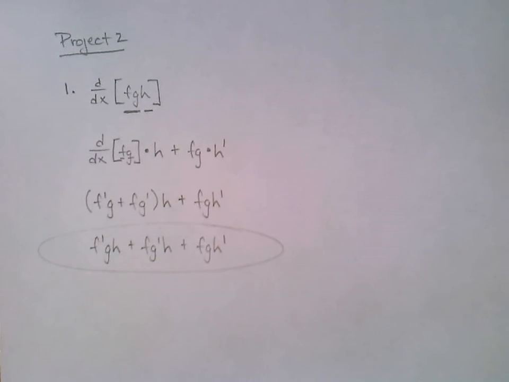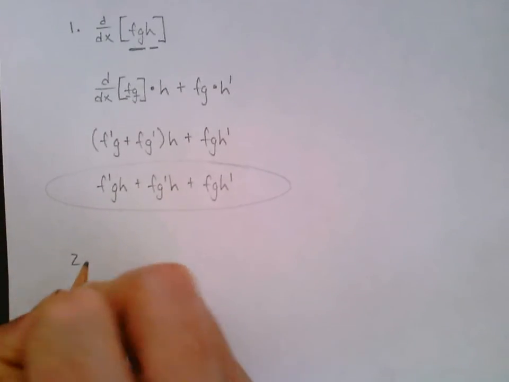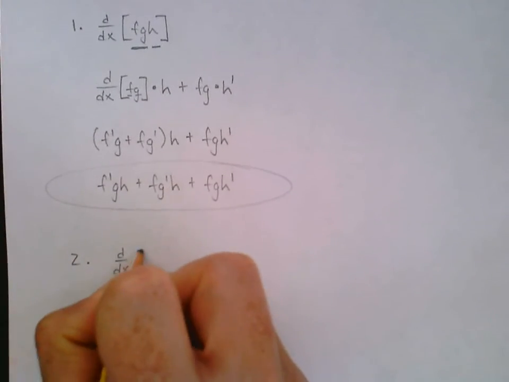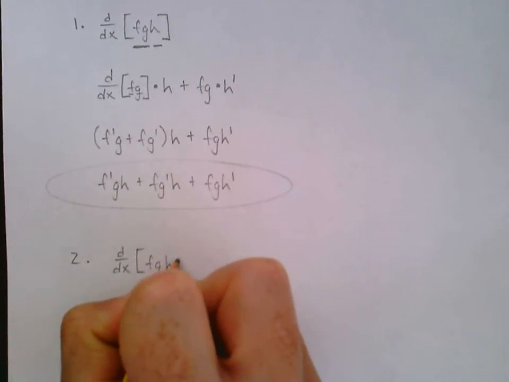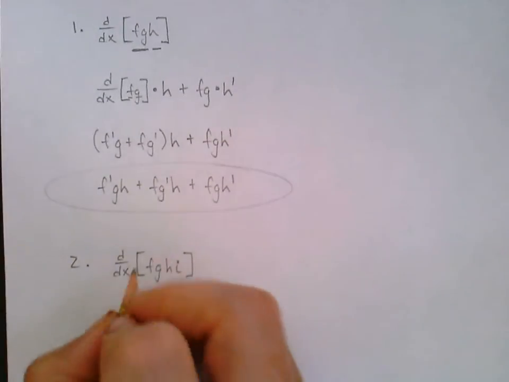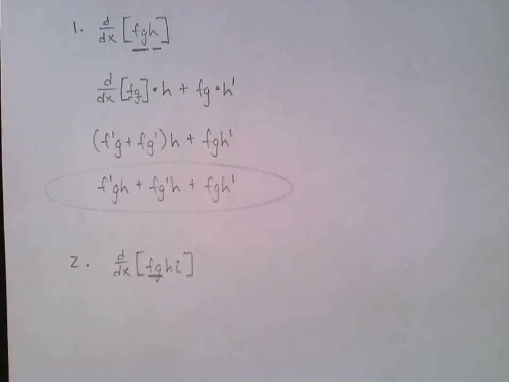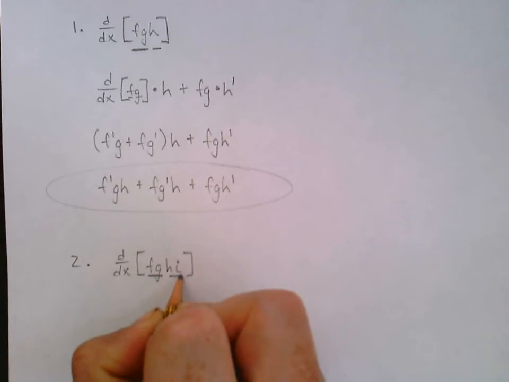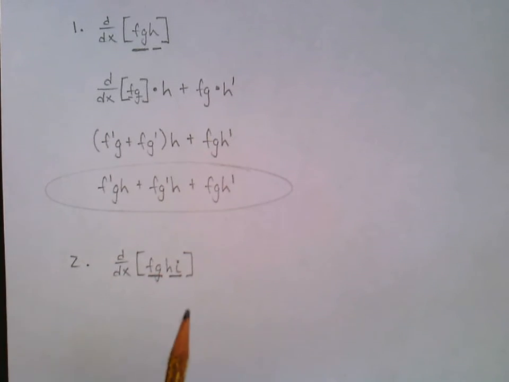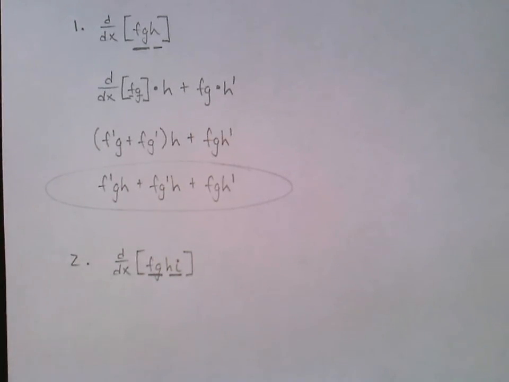Okay, so in number 2, you're looking at 4 functions, f, g, h, and i. When you do that one, we're not going to do it together, but just so we're clear how this works, one way to think of it is fg is the first part, hi is the second. And so we'll do a product rule between these, and then each one of those parts is going to require another product rule. There's going to end up being 3 product rules in number 2.